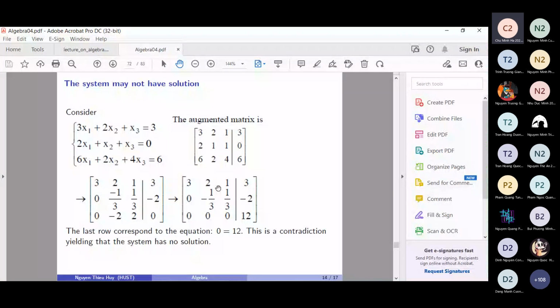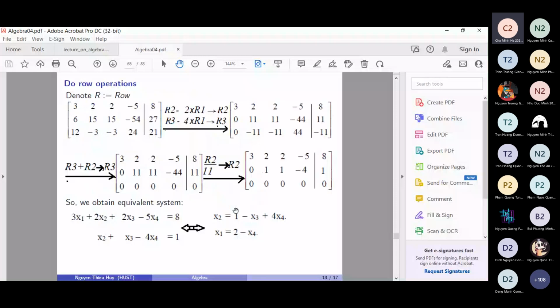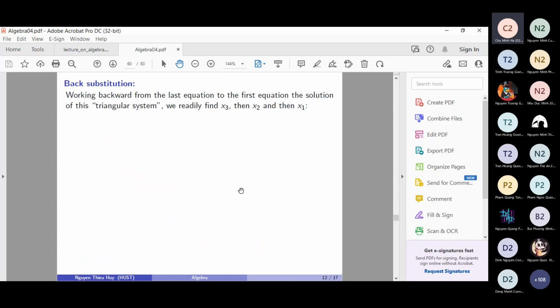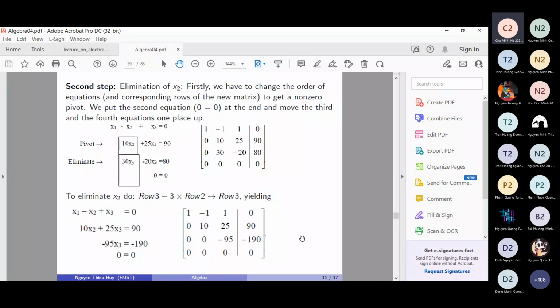This is the echelon form. So the zero rows go to the bottom, and on the non-zero rows, the leading non-zero entry is to the right of the leading non-zero entry of the preceding row. This is to the right of this, and this is to the right of this.